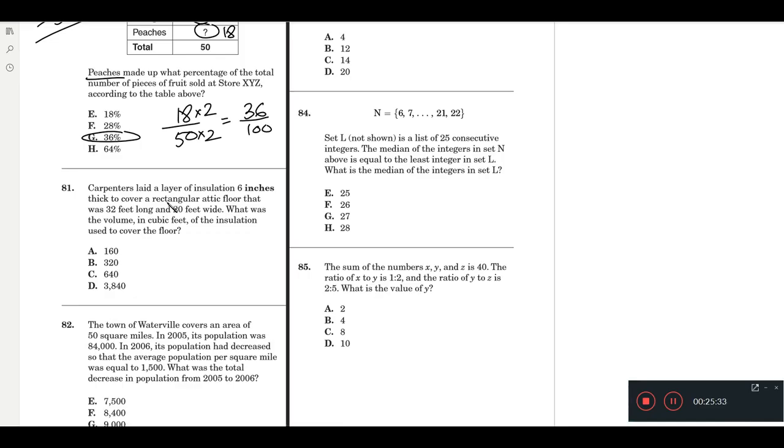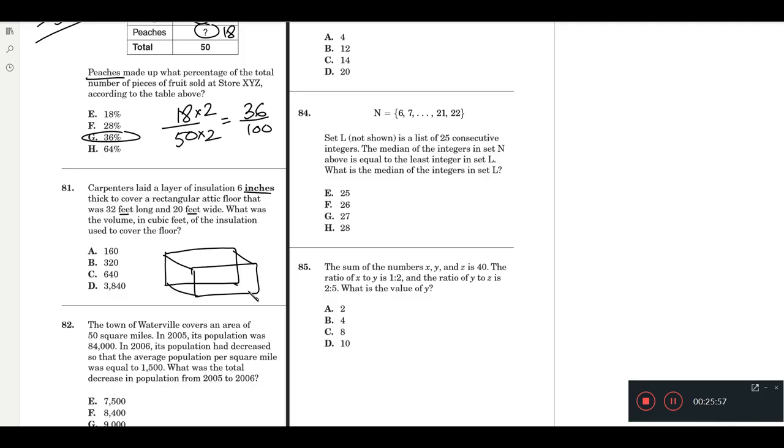Carpenters laid a layer of insulation, 6 inches thick, to cover a rectangular attic. You see, they made it bold. Why? So it's 6 inches thick, and the other measurements are in feet. The attic is rectangular, so it must look like this.